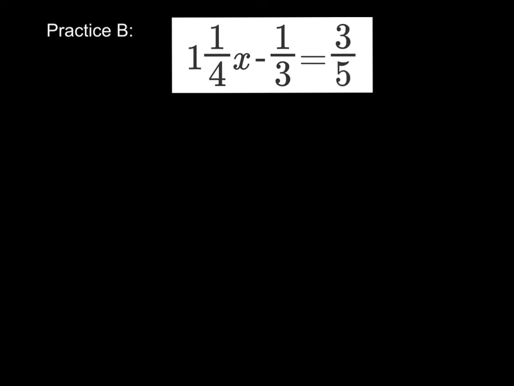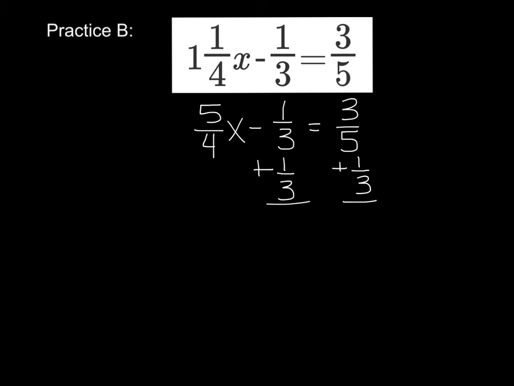Alright, the first thing that we're going to do is change that mixed number into an improper fraction. 1 1/4 will become 5/4. Now let's look for the things we need to eliminate so that we can isolate x and get it all by itself. The first thing I will do is add 1/3 to both sides, because that will get rid of my 1/3.